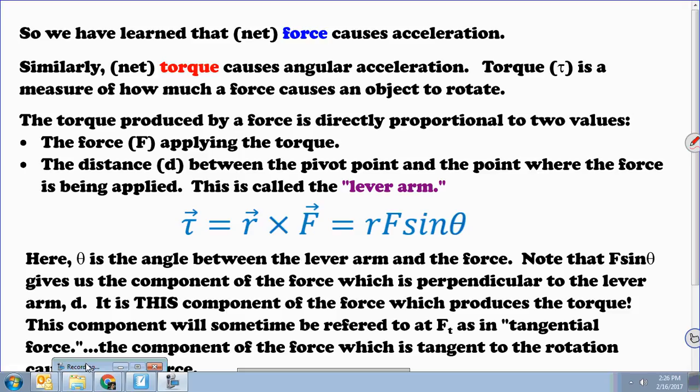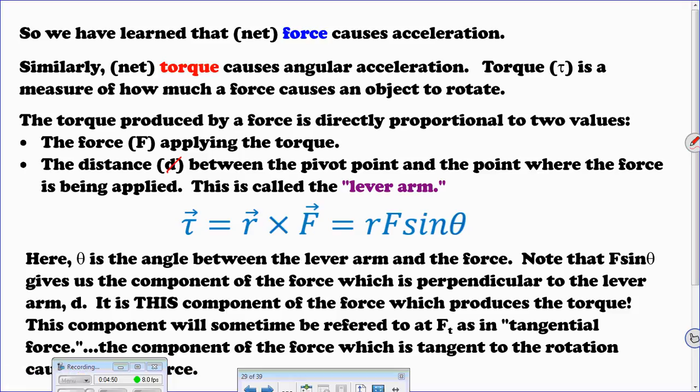So, I think probably the easiest way to do this is to just jump in and do a couple examples. Also, I just realized I used to use D, and I'm trying to use R this year, because it's what's in your book, and I forgot to change this here. So that should be an R right there.